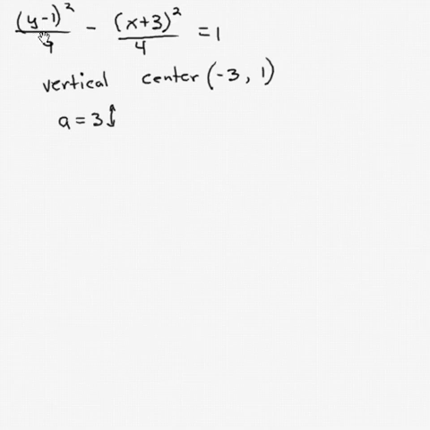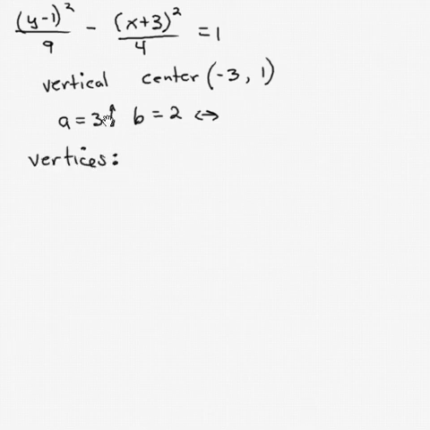Number in parentheses with y, the opposite of that is the y value of the center. A is the square root of the denominator whose fraction is not being subtracted. So the square root of 9 is 3. Since it's a vertical hyperbola, we're going to go up and down 3 to find our two vertices. B is going to be the square root of the other denominator. That's 2. That's under x. We're going to go left and right 2. That will not give us vertices, but help us with that rectangle so we can find the asymptotes.